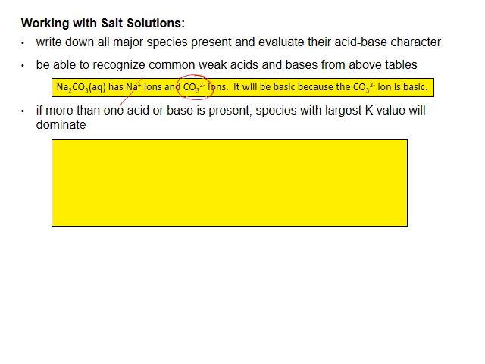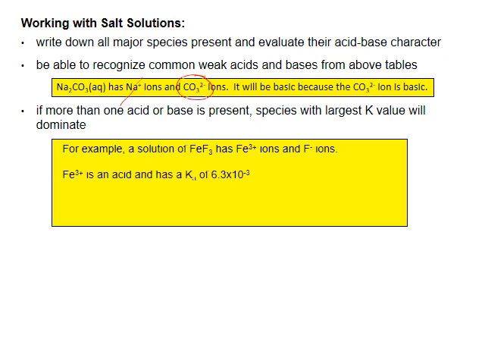What if there is more than one ion that reacts with water? If more than one acid or base is present, the species with the largest K value will dominate. For example, a solution of iron(III) fluoride will contain iron(III) cations and fluoride anions. The Fe³⁺ is expected to act as an acid and has a Ka value of 6.3 × 10⁻³. The fluoride ion is expected to act as a base and has a Kb of 2.9 × 10⁻¹¹.